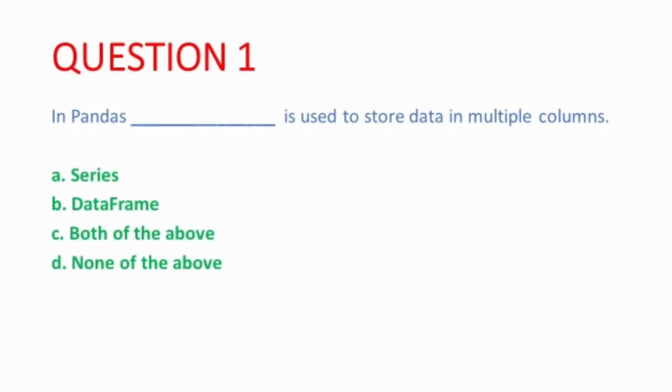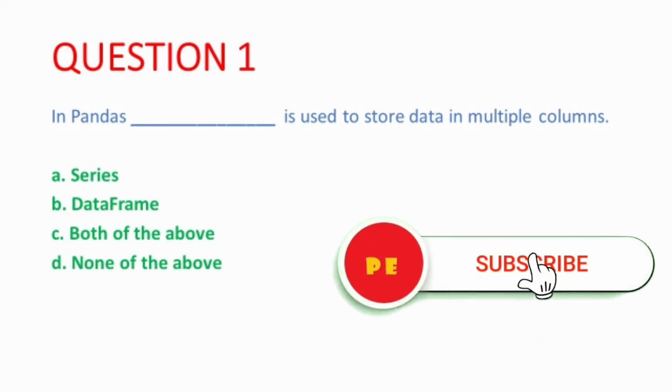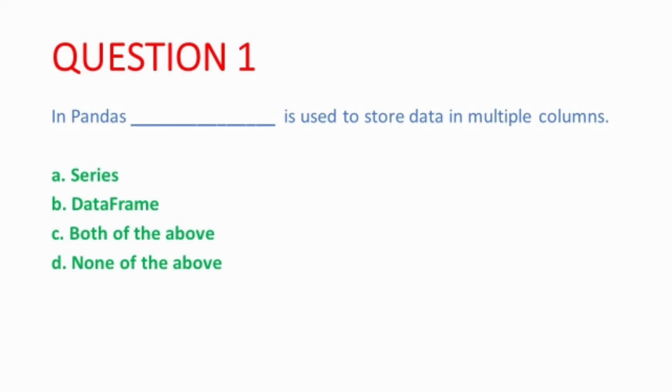First MCQ is, in Pandas, dash is used to store data in multiple columns. So we have studied that series is one dimensional array and data frame is two dimensional array. It means we can store data in form of multiple columns. So the correct answer is data frame.